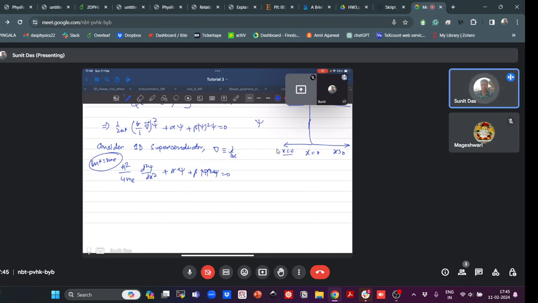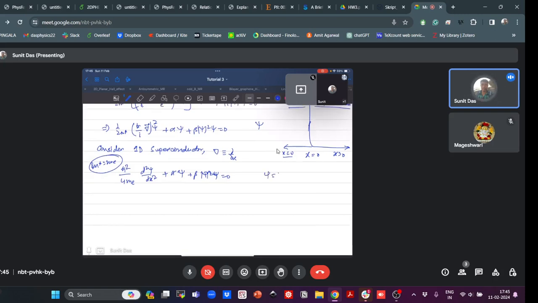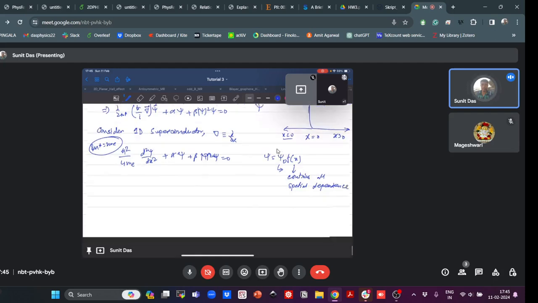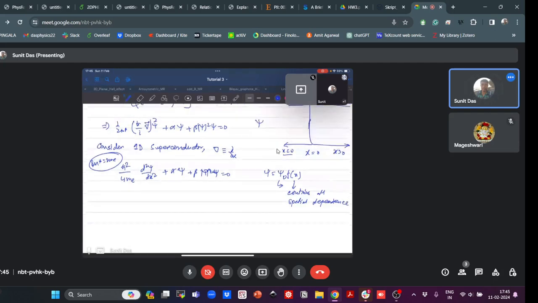We are also assuming that psi equal to psi 0 f, f of x, let's say, where psi 0 is constant and doesn't depend on the spatial dimension, but f of x contains all the spatial dependence. Then we can write it.